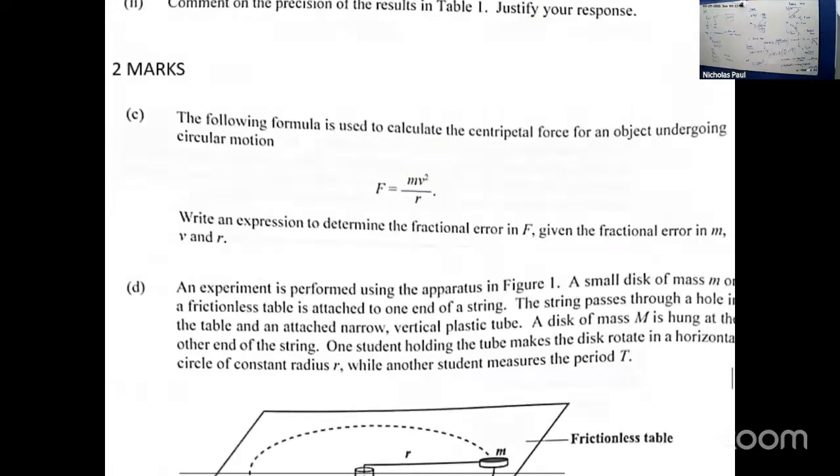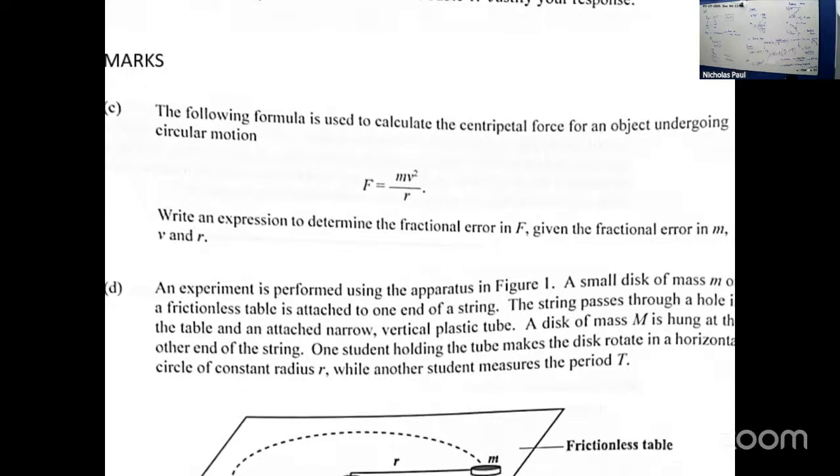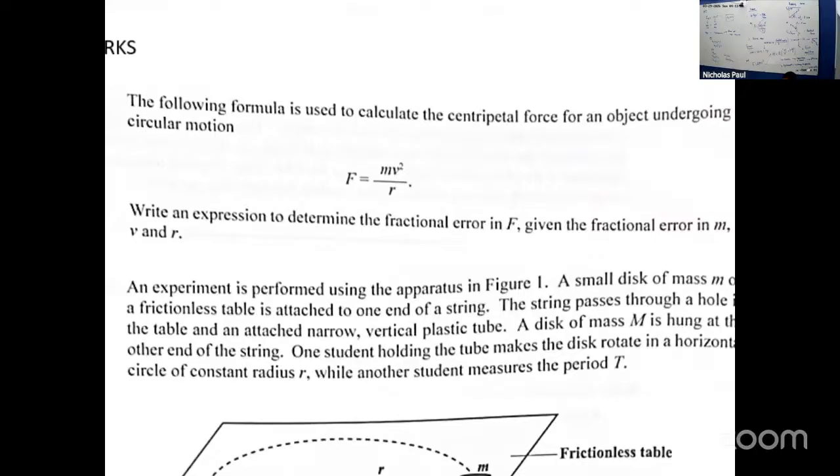Right? Do part C first, not part E, get part C. They want the fractional error in m. They want fractional, right? Remember the example I showed you.